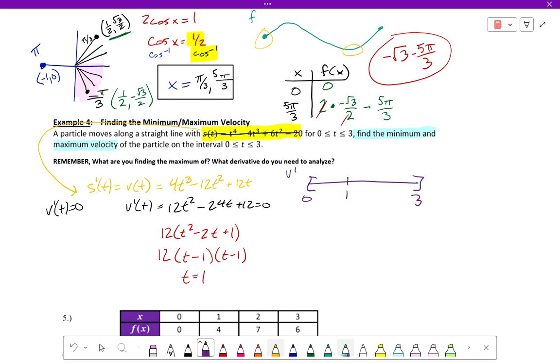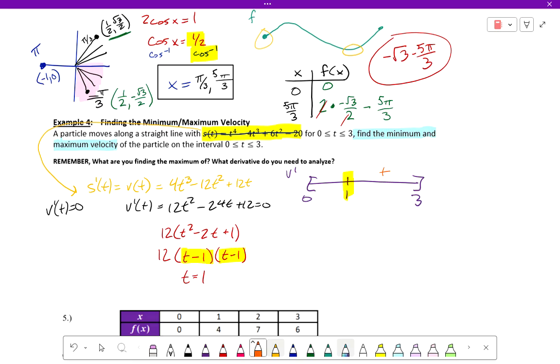The answer is no. And that might be weird here because you're like, oh, neither one of them is squared. But it's definitely squared because you have t minus 1 two different times. Does that make sense? If t minus 1 is written twice, that means it's squared. So it's not going to alternate at 1. So you can test it. Plug in a number bigger than 1, like 2. If I plugged in a 2 right here, it would be positive.